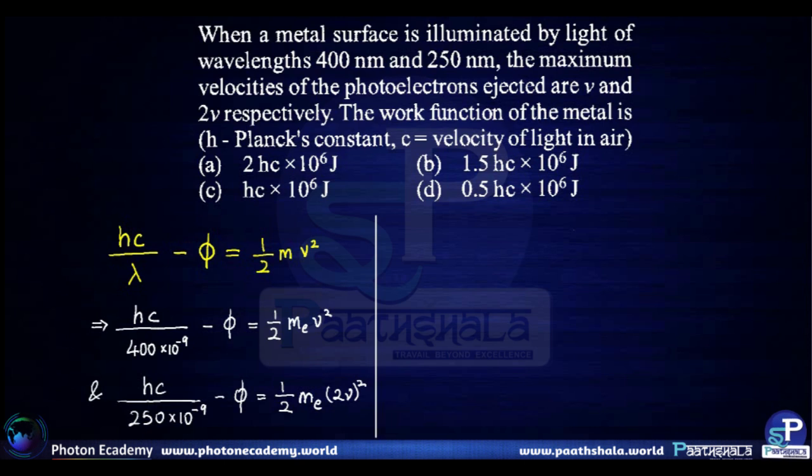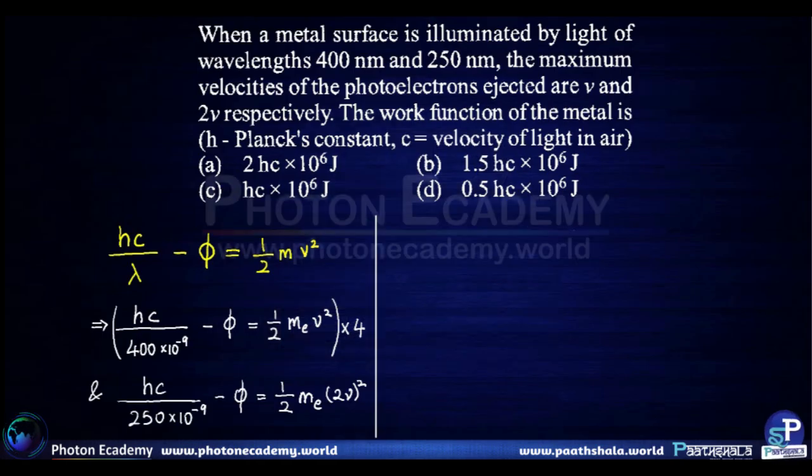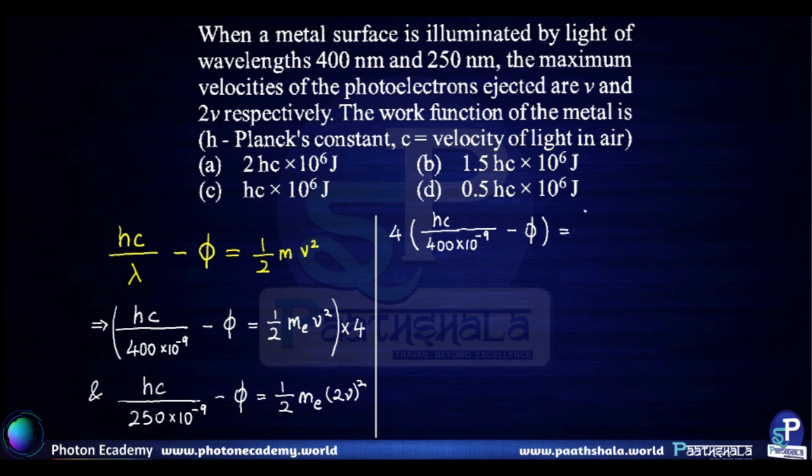Now it is clear that we can quadruple the first equation to get the right hand side to be the same as the second equation. And since we are doing the same operation on both the LHS and the RHS of the equation, it is still valid. So we can say that 4 times hc by 400 into 10 to the power minus 9 minus phi is equal to hc by 250 into 10 to the power minus 9 minus phi.